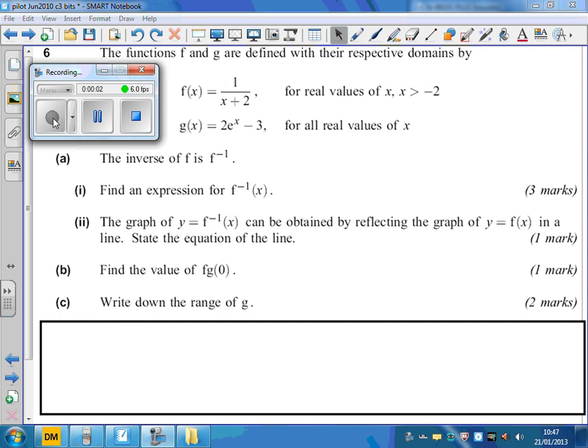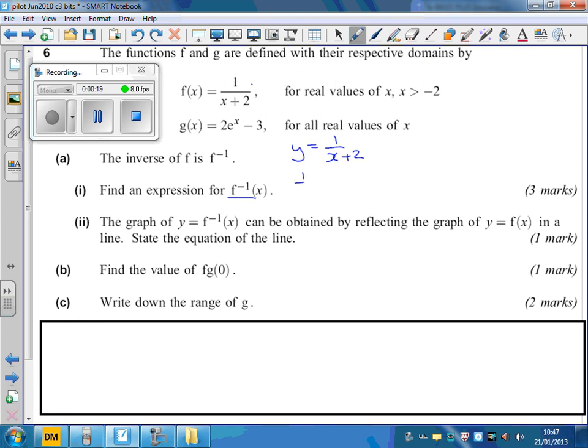June 10 pilot question 6. This is a long question, a big one. We've got, first of all, just a normal thing, got to find out the inverse. So our inverse, we're writing y equals the f of x thing there and rearranging to get x as the subject. What's the easiest thing to do here?